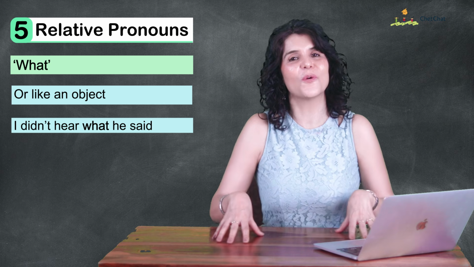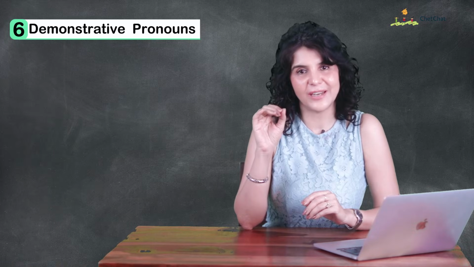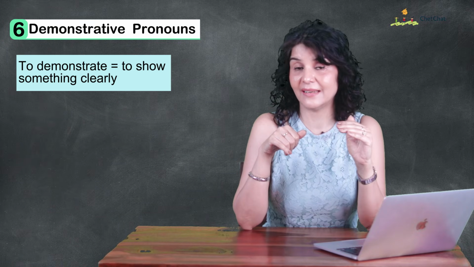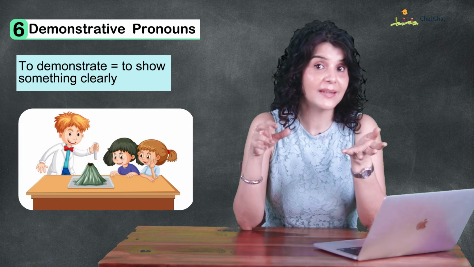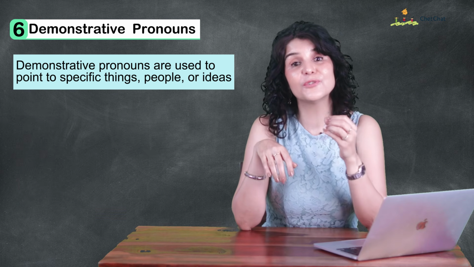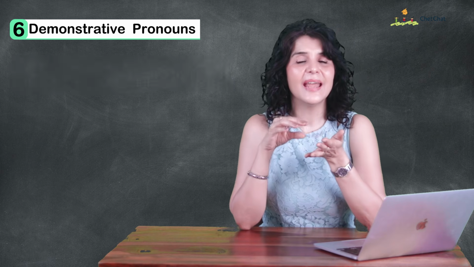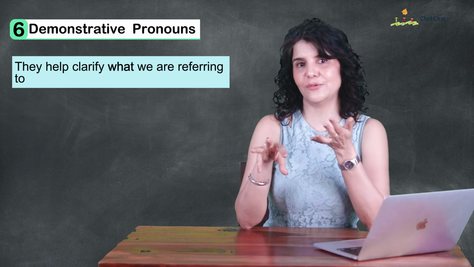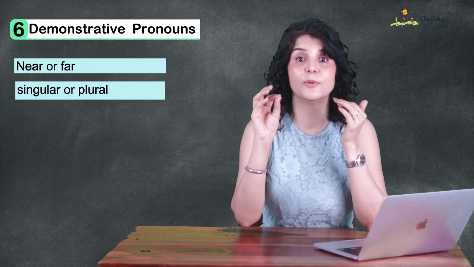So what is more open-ended and broad in usage? Perfect. Now let's move on to the next type of pronouns called demonstrative pronouns. Demonstrate means to show something clearly, like how a teacher demonstrated a science principle using an experiment in the lab. In the same way, demonstrative pronouns are used to point to specific things, people, or ideas. They help clarify what we are referring to, whether it's near, whether it's far, whether it's singular, whether it's plural.